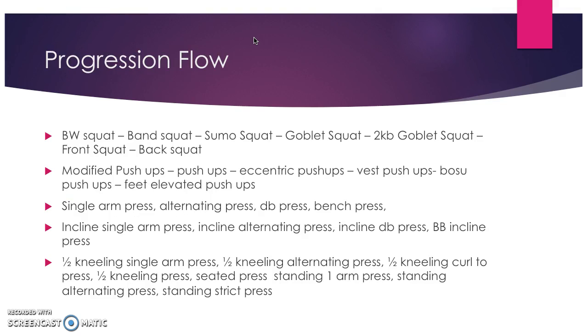So here's a couple different ones. If we're in a situation, and we've noticed this, where you have to come up with an exercise regression that might not be on the board, might not be level 1, level 2, level 3. Here's an example of a bodyweight squat. We go bodyweight squat, band squat, sumo squat, goblet squat, 2 kettlebell goblet squat, front squat, back squat.